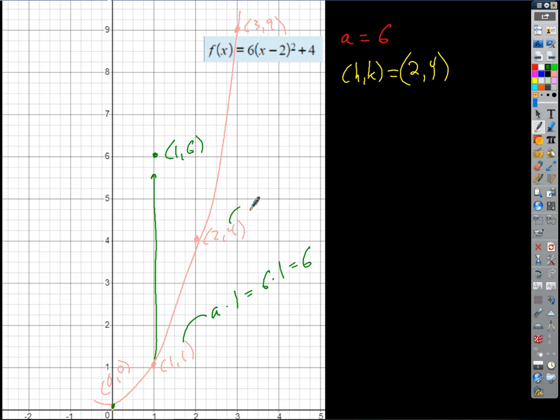This guy right here, 4 times 6 equals 24. So that one's going to go way the heck up there to 24, right? The only one that we can probably see is this one, right? So this is going to be a really tall and skinny parabola, isn't it? It's going to look like that, right?